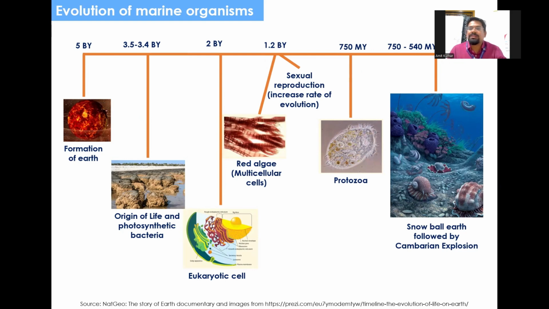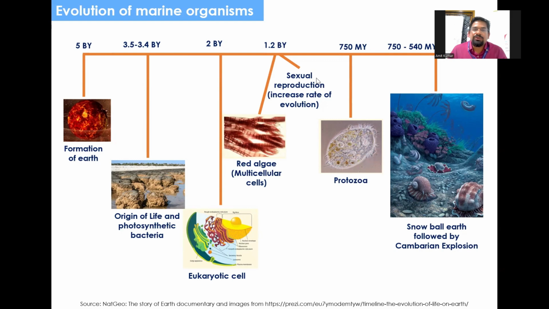Of course, there are multiple theories behind it. I'm not going to talk about that. But then the origin of life happened, and the photosynthetic bacteria evolved somewhere 3.5 billion years ago. That gave rise to most of the life forms which we are seeing in the present world, right?